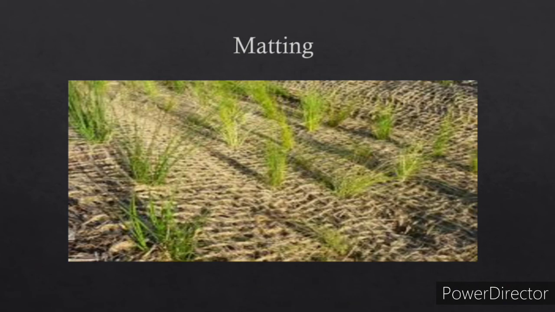Then next comes matting. Through the matting process we can prevent soil erosion. The matting is placed on the soil surface and prevents erosion from occurring. The matting allows plants, crops and trees to grow through it, leaving the soil healthy and stabilized.